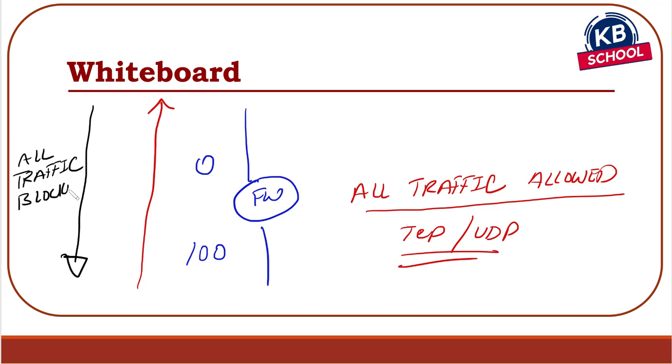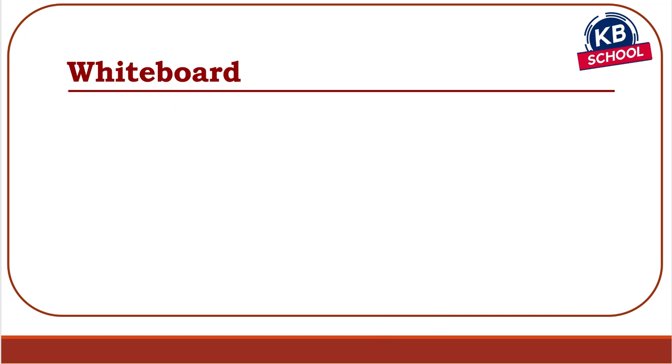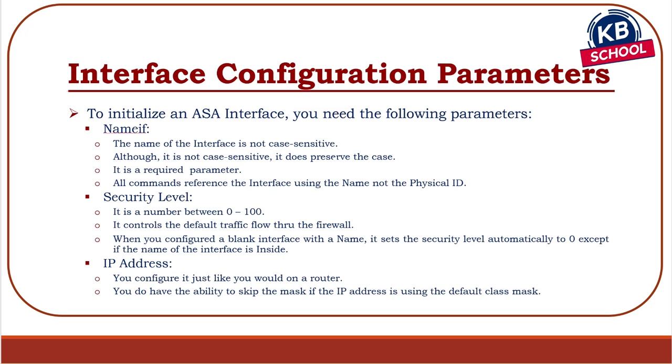If you want to allow traffic to come in from a low security interface to a higher security interface, you have to build an explicit ACL and apply it to the interface, or you can have return traffic coming in based on the inspection done for TCP and UDP. So that's what the security level does. Both of those parameters are as important as the IP address parameter under the interface. So that's what this slide is talking about.